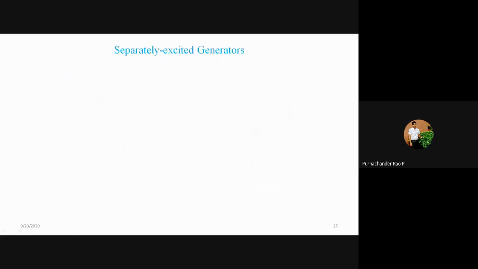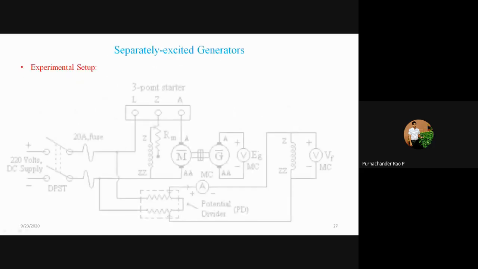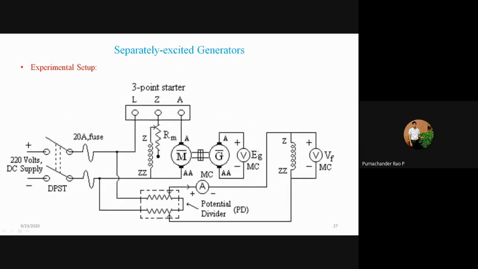Then we'll see the experimental setup, how to conduct it in an electrical machines laboratory. This was the circuit which we used for conducting the no load test. Okay. So here in a laboratory, we cannot go for any prime movers. That's why the prime mover here is a motor, which is used in electrical machines laboratories. Is it clear, everyone?